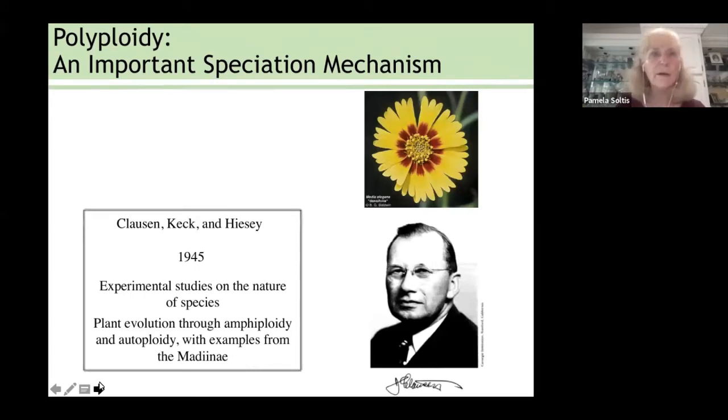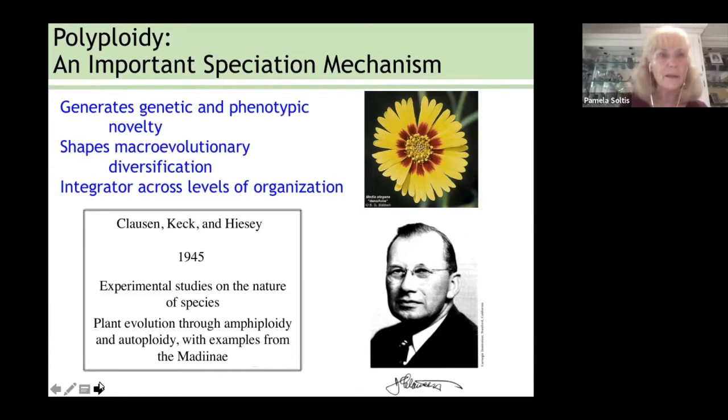I think we all recognize polyploidy as an important speciation mechanism. The classic work of Clausen, Keck, and Hiesey really points to specific examples, but also plays up the importance of this speciation mechanism. But polyploidy is more than a speciation mechanism. As I've mentioned, it generates genetic and phenotypic novelty, and it shapes macroevolutionary diversification. And because of these different effects at these different scales, from the microevolutionary to the macroevolutionary, I really like to think of polyploidy as this integrator across levels of biological organization.